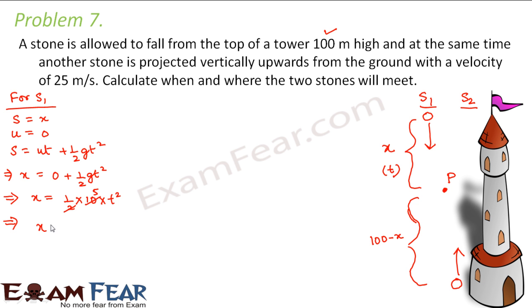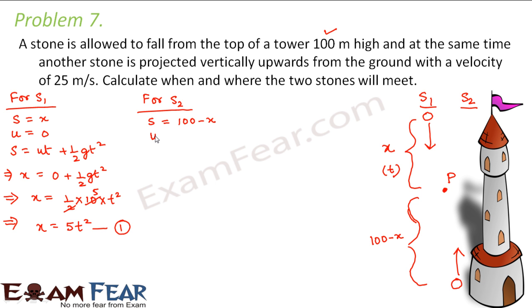So we can write x is equal to 5t square. So this is my first equation for stone S1. Now let us do the same thing for the stone S2. Now for S2, what is S? S is the distance traveled, that is 100 minus x.